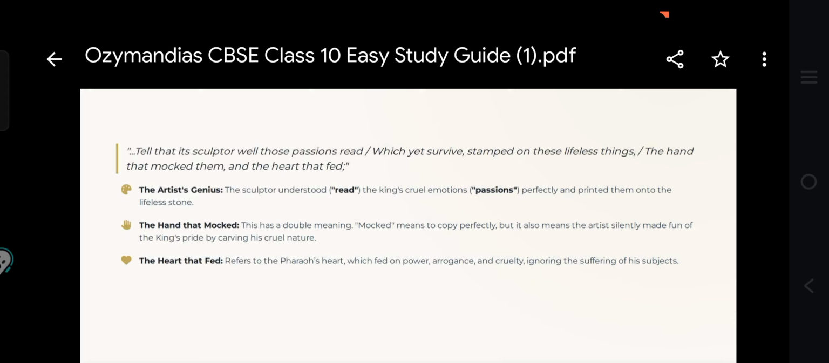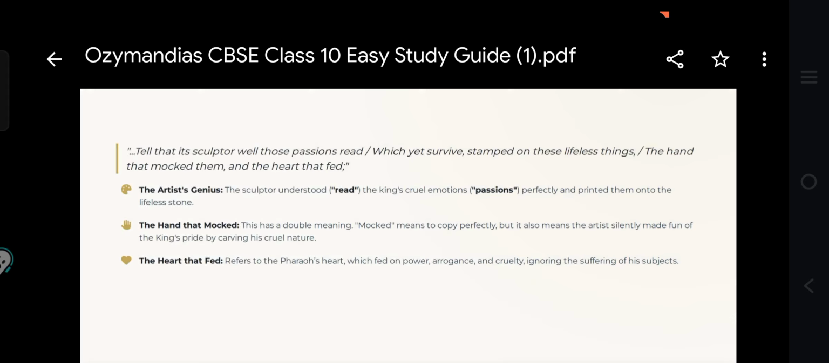The hand that mocked. Here, the word mocked has double meaning, which means to copy perfectly, means he copied the real expressions of the king on the statue. And there is another meaning that the artist silently made fun of the king's pride by carving his cruel nature.